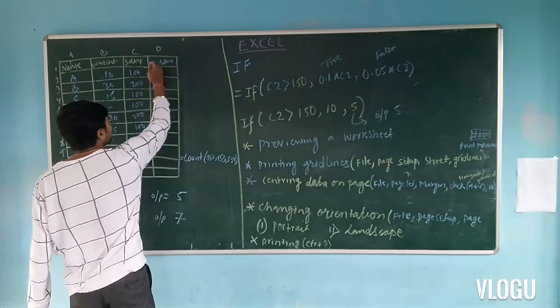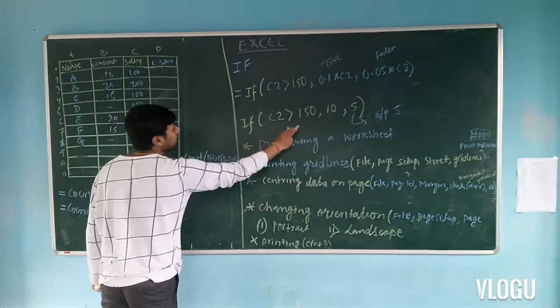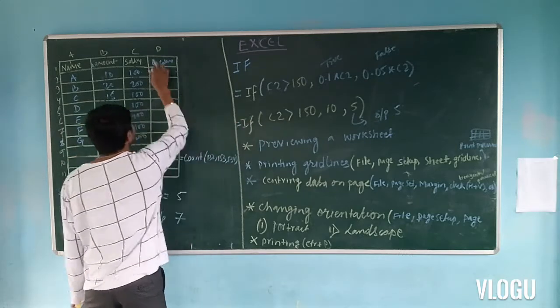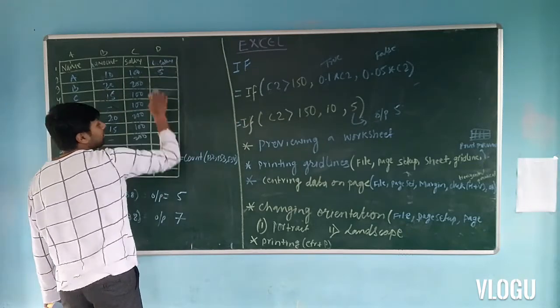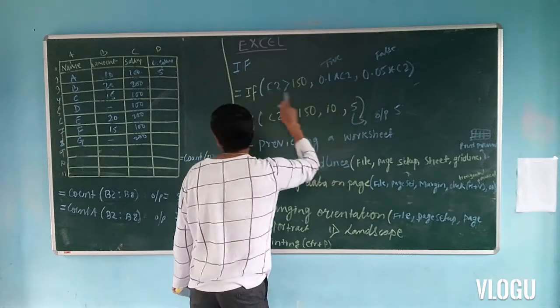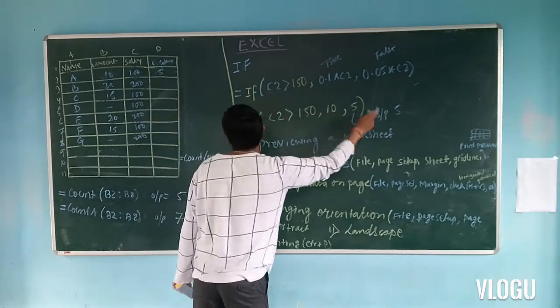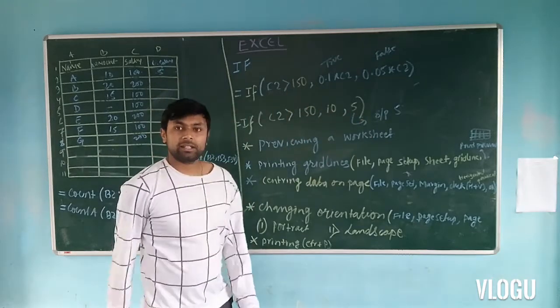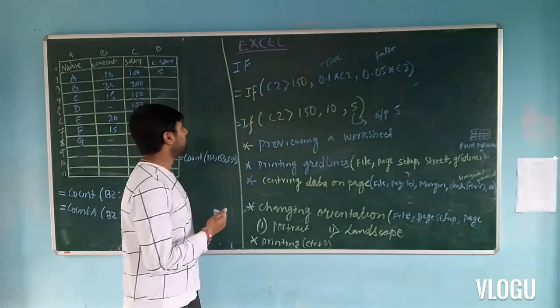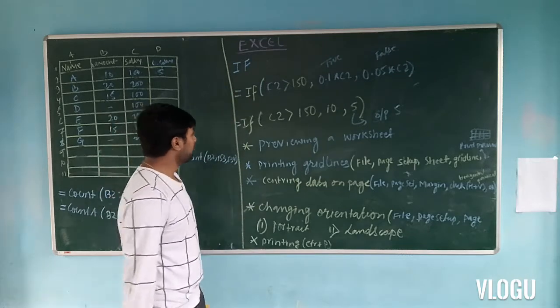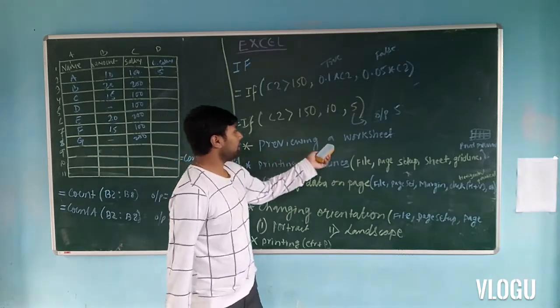So 5 will be inserted in D2. If I insert this formula here, 5 will appear here. That is how you can use the IF function. Now come to a few more functions.